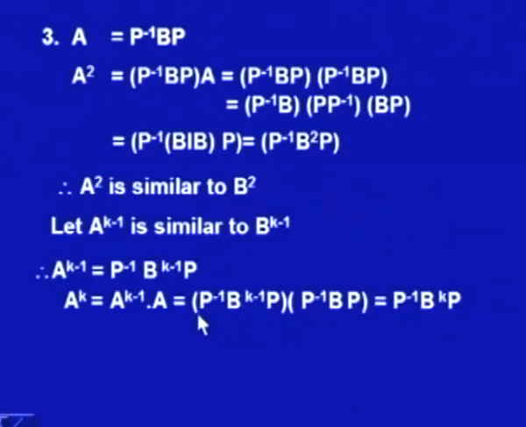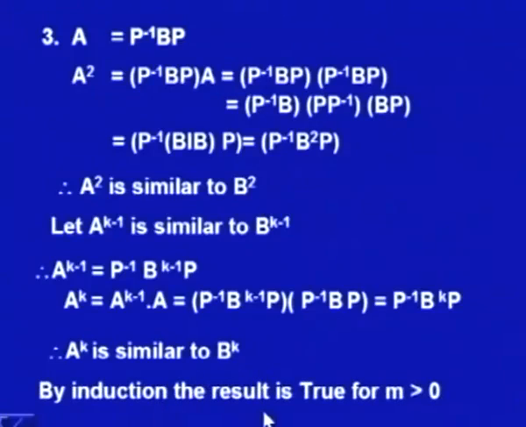Or, left from here, we can get A^k as A^(k-1) into A, which is equal to A^(k-1) replaced by P inverse B^(k-1) P into P inverse BP, and if you simplify this expression, this comes out to P inverse B^k P, and this proves that A^k is similar to B^k. Now by induction the result is true for positive m.